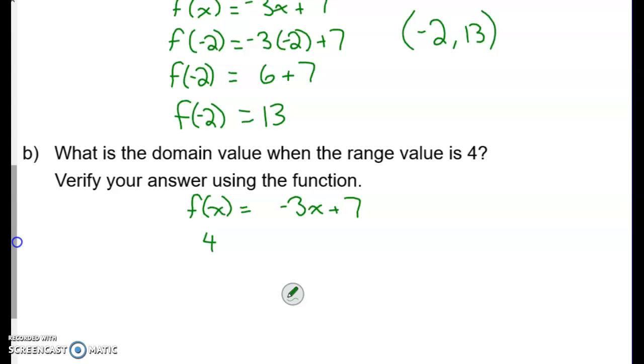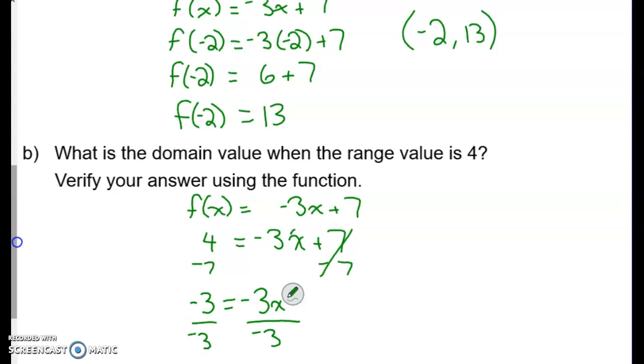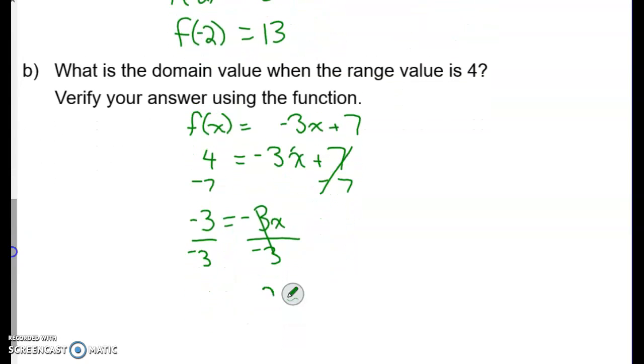So if my range value is 4, I want to figure out what x is. I'm going to take 7 away from each side to make that a 0 pair. I get negative 3 equals negative 3x. Divide both sides by negative 3. And I get x equals 1. So my ordered pair would be 1 and 4. My domain would be 1 when my range is 4.